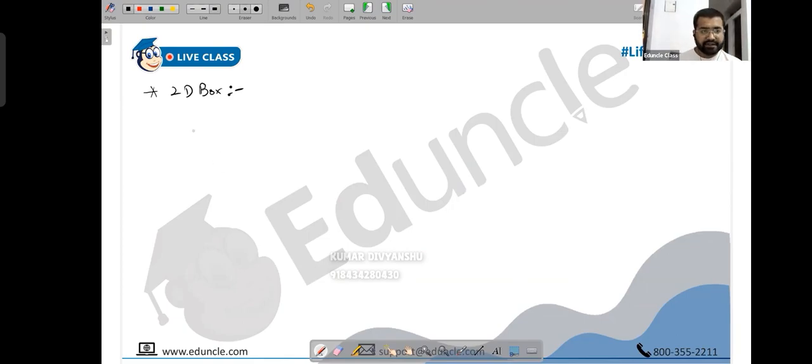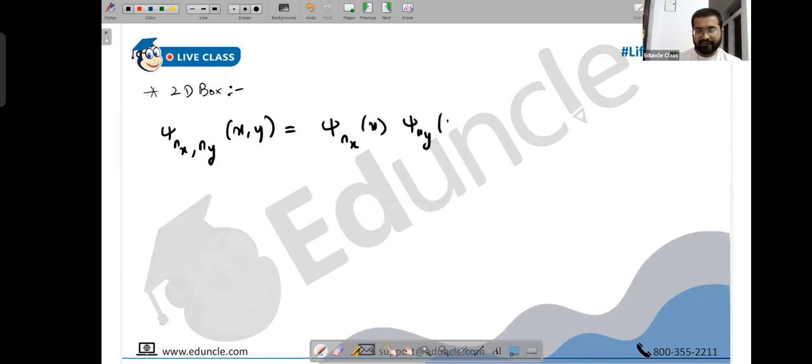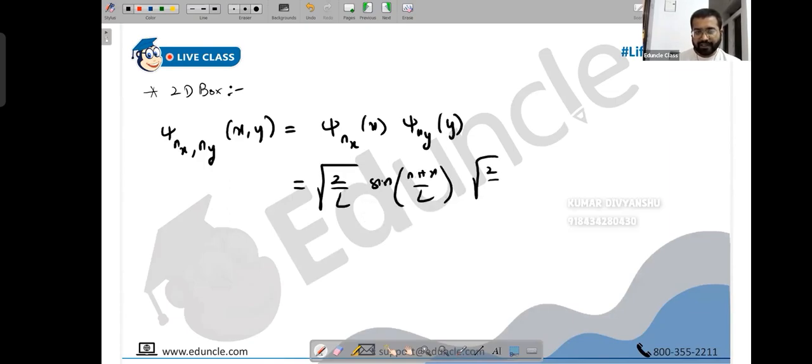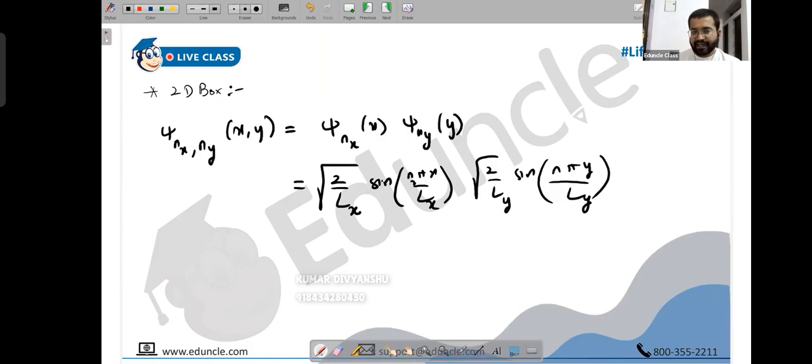We have started with the 2D box. In the 2D box, we have learned that the wave function with quantum numbers nx, ny, which is a function of x, y, can be split into psi nx, a function of x, into psi ny, a function of y. So this was root of 2 by L sine n pi x by L, and again root of 2 by L sine n pi y by L. But you need to take care: this can be Lx and this should become Ly. Similarly, this is Nx and this is Ny.